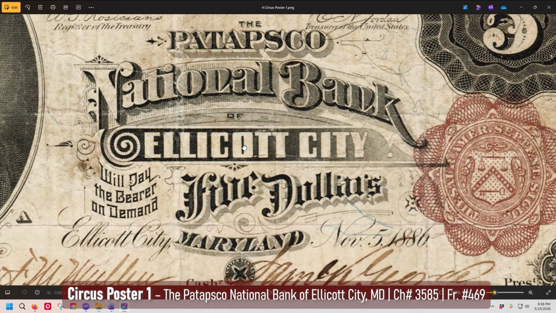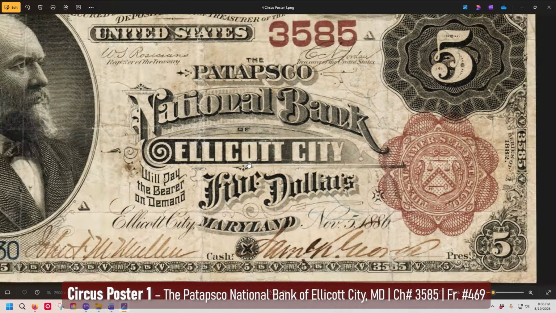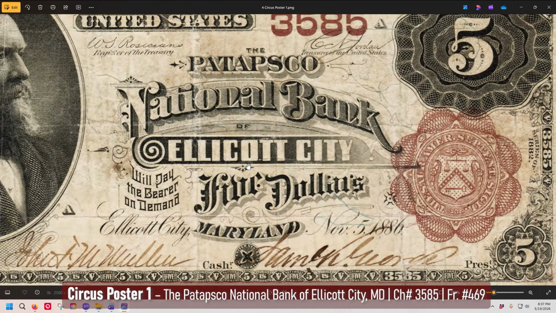Again, everyone likes the circus posters, as do I. If you're getting an 1882 Brownback with a circus poster on the five, that's probably going to be a premium. Pricing-wise, absolutely, they're pretty expensive.